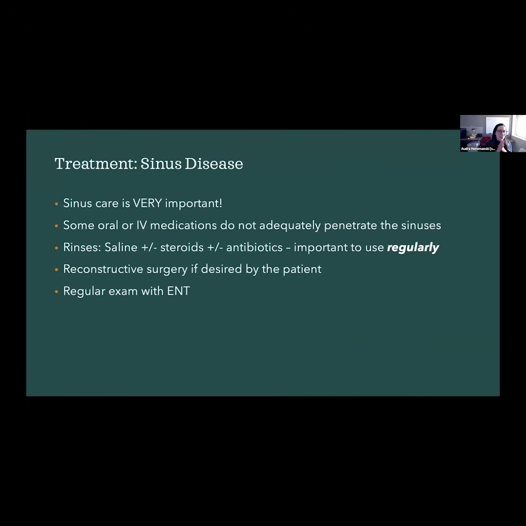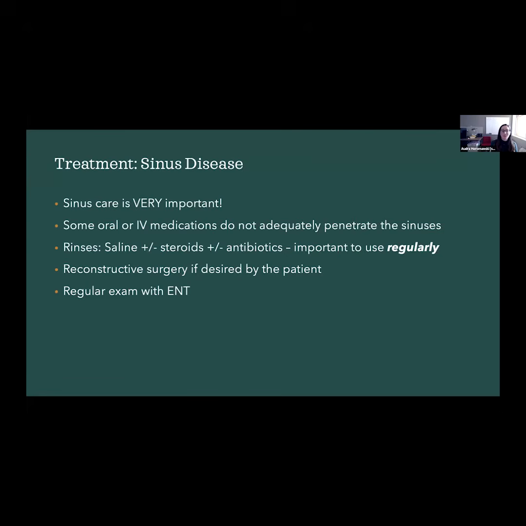Okay, a plug for treatment of sinus disease, which is super, super important. We talked about how about 90% of patients have sinus involvement. And so care of the sinuses is really important, especially because some of those oral and IV medications that we just mentioned don't actually adequately penetrate the sinuses. There are certain areas in the body that are protected areas by your immune system that's actually quite hard for medications to get into.